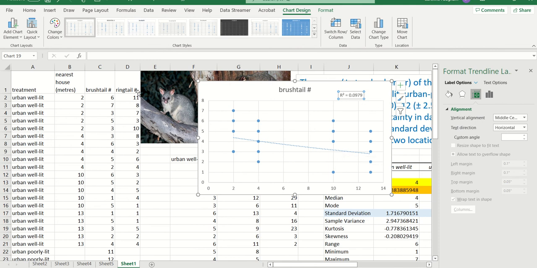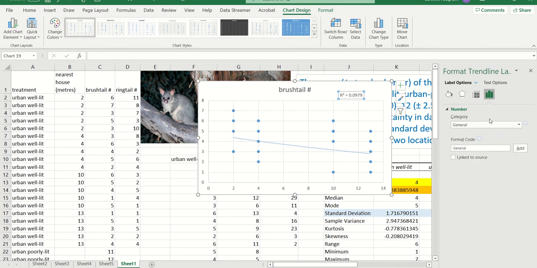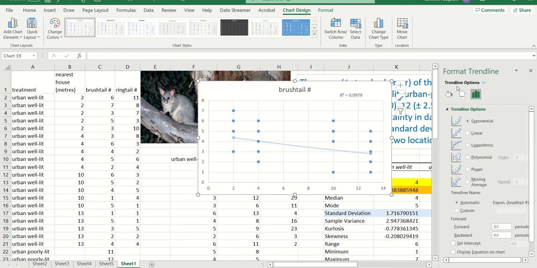I had to play around with ringtail as well, and I got 0.49 by adding in a polynomial and increasing the order, and you'll have to do that for yours. That's how many turning points it has for a polynomial. But if I stick to roughly my initial trend, exponential is what I think actually suits best out of these lines.